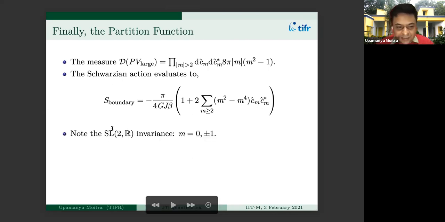And this is just the comment that I mentioned to Oyonda, which he correctly anticipated, that for SL2R, notice that the m equals 0 and plus minus 1 sectors do not appear here. In particular, this part of the action just vanishes when m is 0 and plus minus 1, which is indicative of the SL2R invariance of the Schwarzian action.